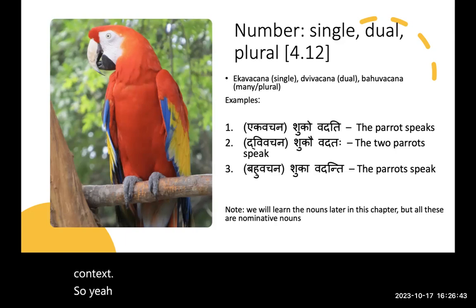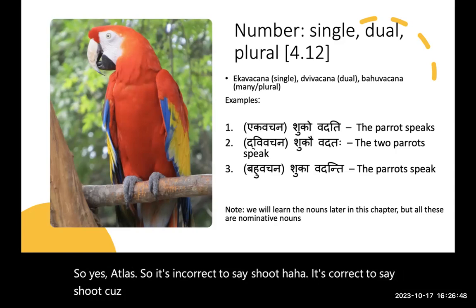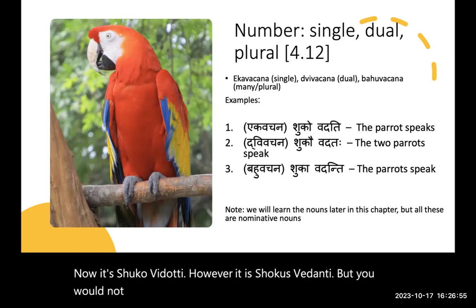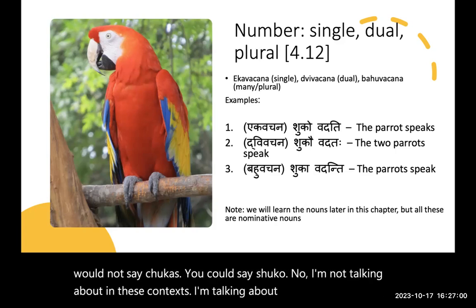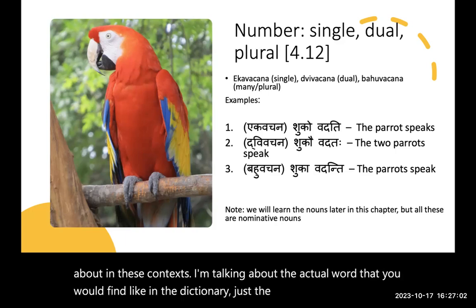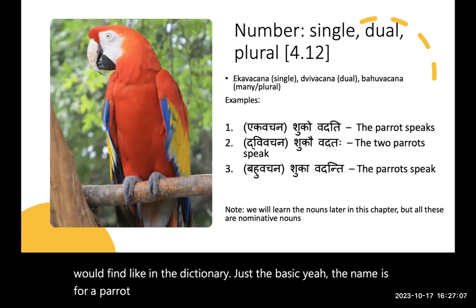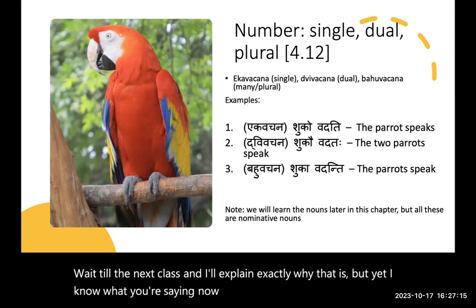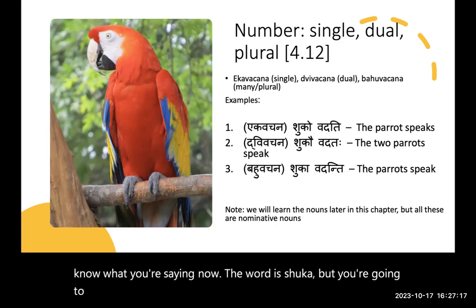So yes, okay, so it's incorrect to say shukah. It's correct to say shukas. No, it's shuko vadati. However, it is shukas vadati. I'm not talking about in these contexts. I'm talking about the actual word that you would find in the dictionary, just the basic name for a parrot. Wait till the next class and I'll explain exactly why that is. But yeah, I know what you're saying now. The word is shuka, but you're going to memorize it as shukas.